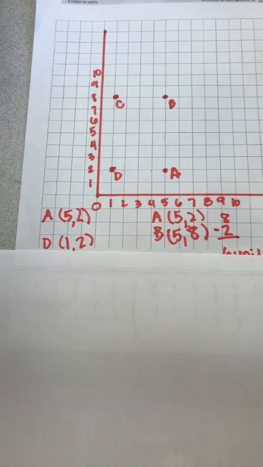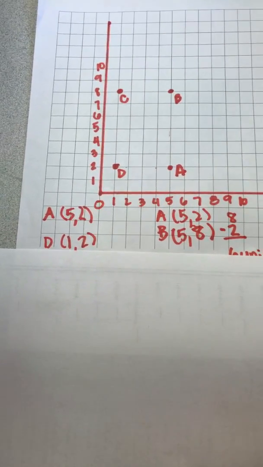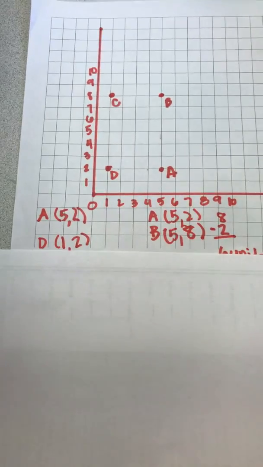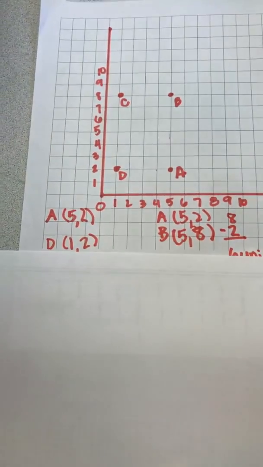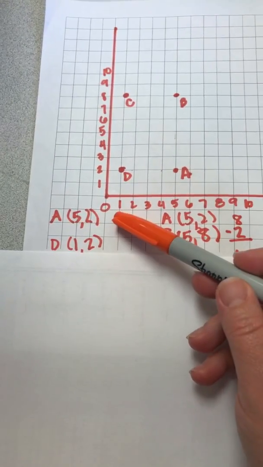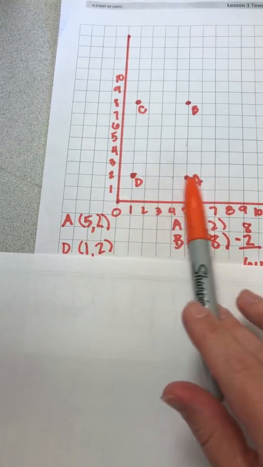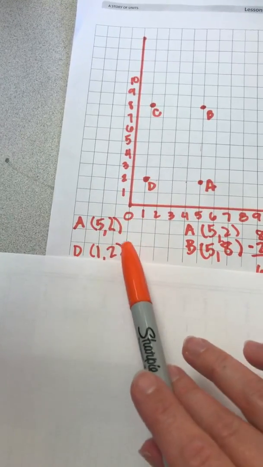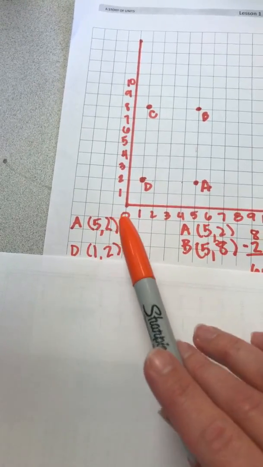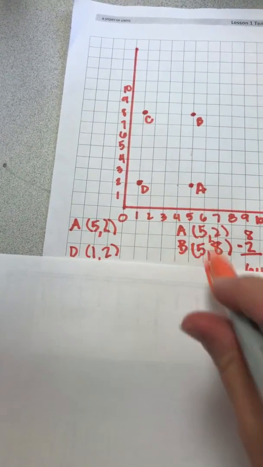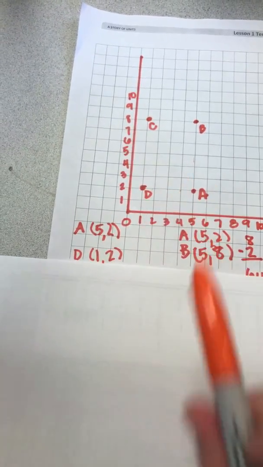So what we're going to do today is I'm going to teach you a super quick strategy, and I think that you will find it's really easy. If I'm trying to find the distance between point A and D, I've listed their coordinates: 5, 2, and 1, 2. Visually, I can see they're on the same line. Their y coordinates are the same. They're both 2. There's no difference between those. What I'm looking for is how many units over D is from A.